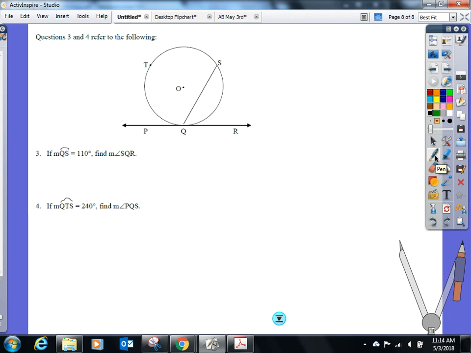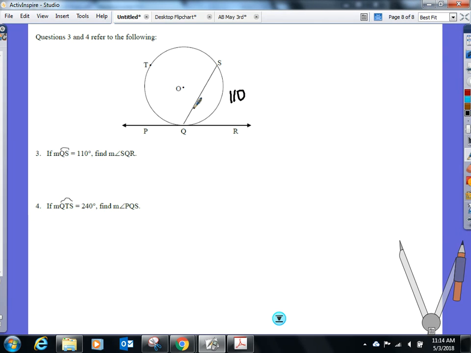All right, let's start with 3. Arc QS is 110. Find the measure of SQR. All right, here's one of those strange angles. It's not inside, it's not outside, right? Why is it not inscribed? Because QR is not a chord. It's a tangent. But I do have a rule for you.